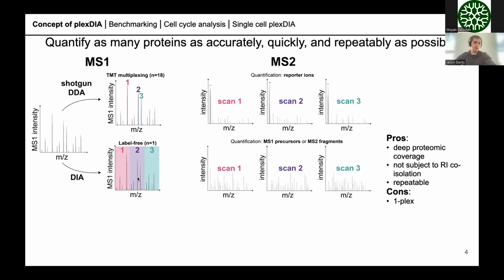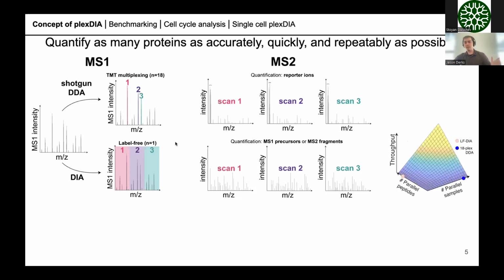The downside, though, is that it's most widely used in a label-free manner, and so you can really only run one plex at a time. But there was some really nice work that was done by the Gygi lab a few years ago where they showed that running samples with 11-plex TMT and doing offline fractionation, you can get really deep proteomic coverage, quantifying about 8,000 human proteins in about 3 hours of acquisition time per sample. Similarly, that's actually about what you can get with running a label-free DIA method.